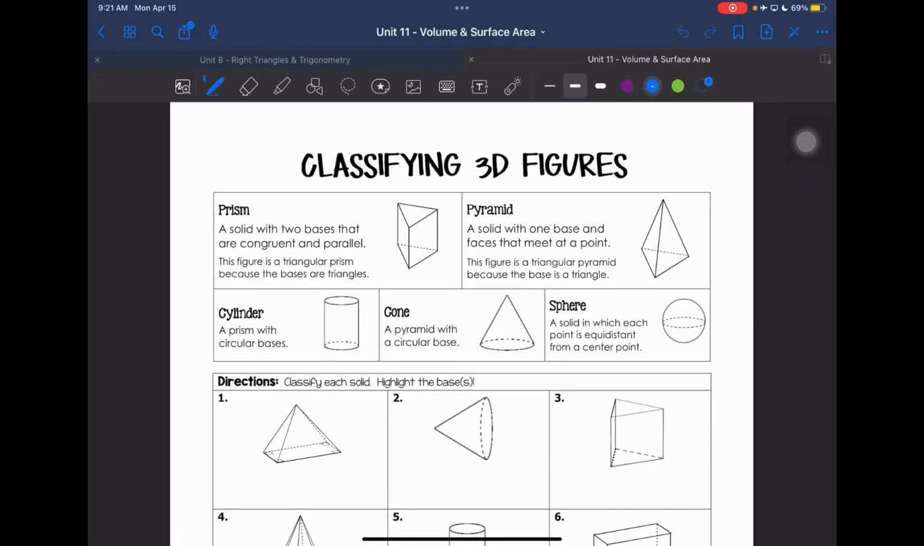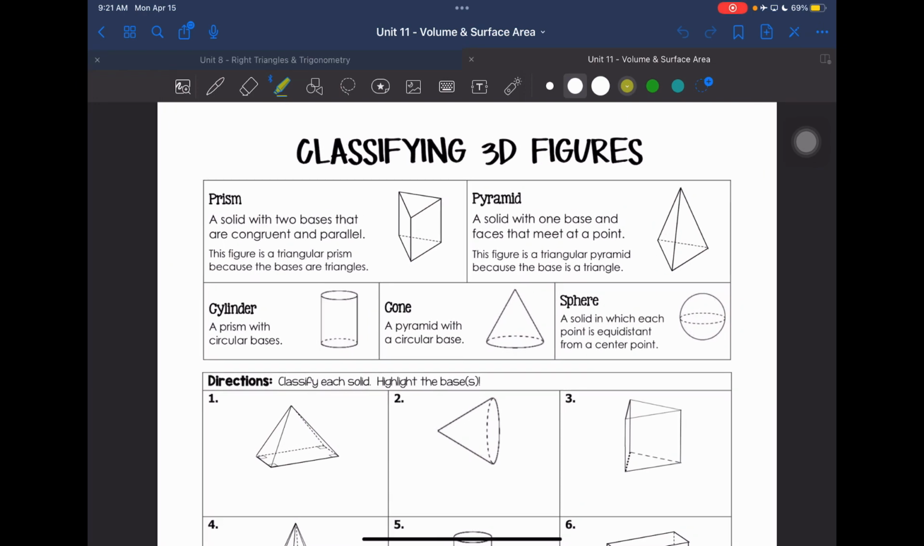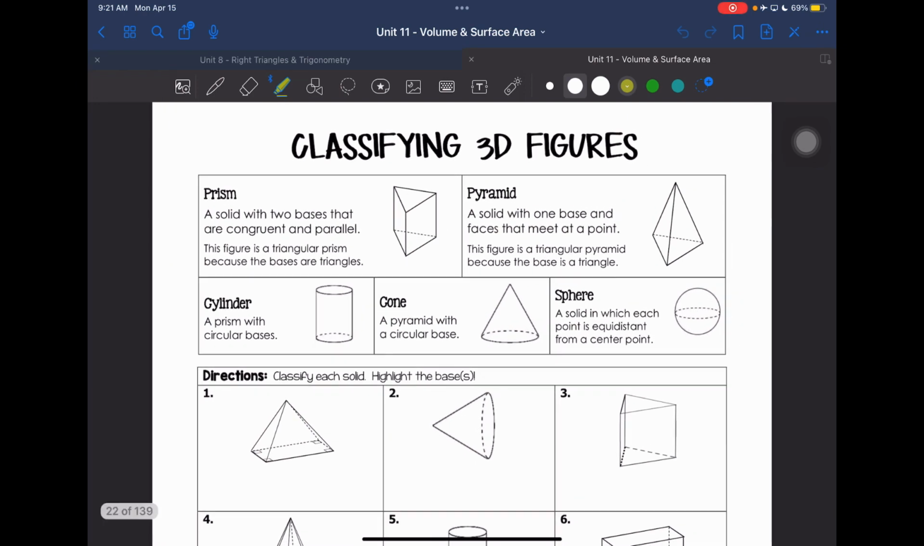Hello everyone, so I'm going to do the 9.4 lesson today, which is when we start to get into 3D figures. And so before we learn about some new formulas, let's just talk about the names of certain 3D figures that we're going to be seeing. The first one is a prism, and that's defined as a solid with two bases that are congruent and parallel.